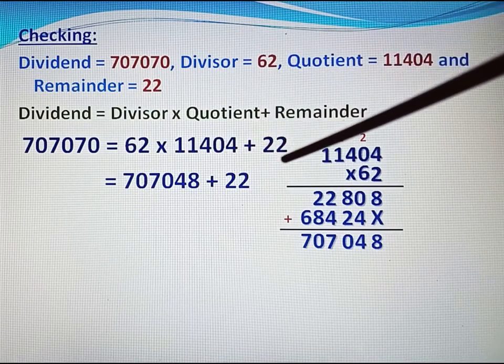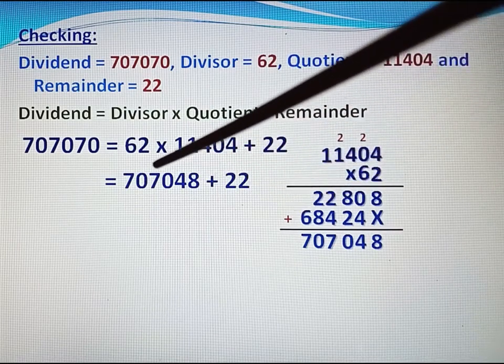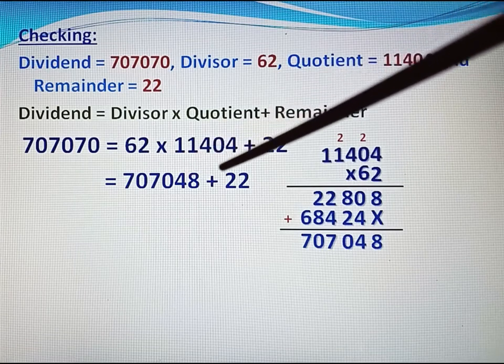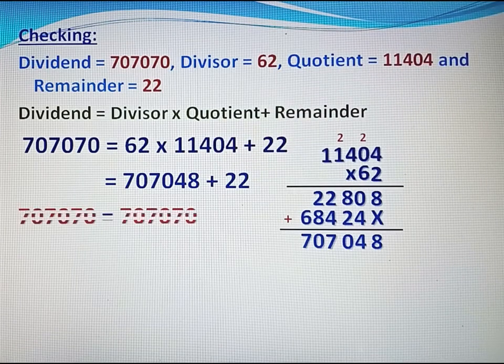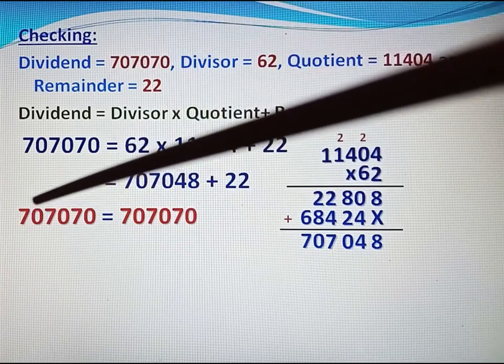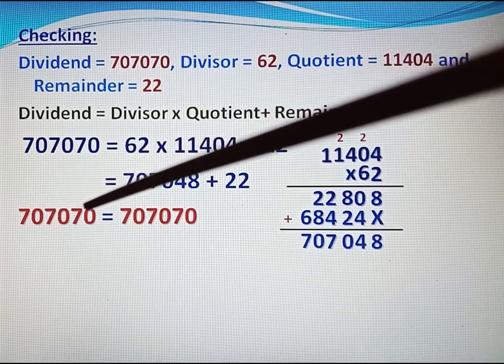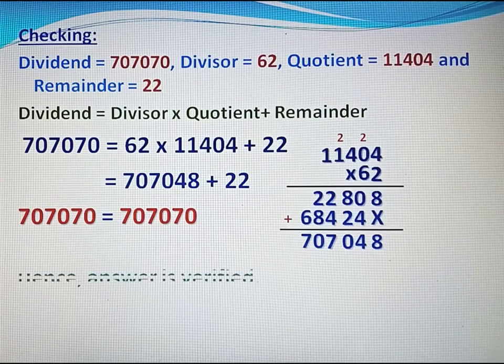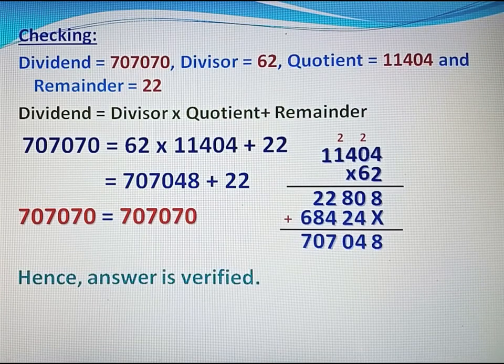Right here 7,07,048 plus 22, and then we will do addition. 7,07,048 plus 22 equal 7,07,070, and dividend equal 7,07,070. Both are equal, hence answer is verified.